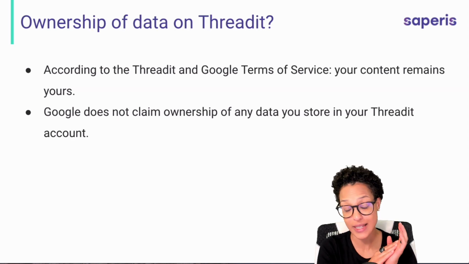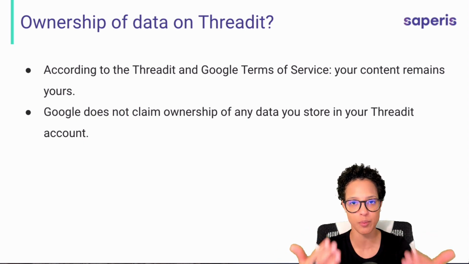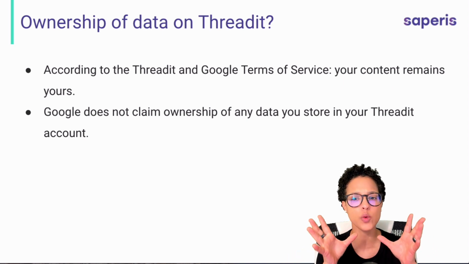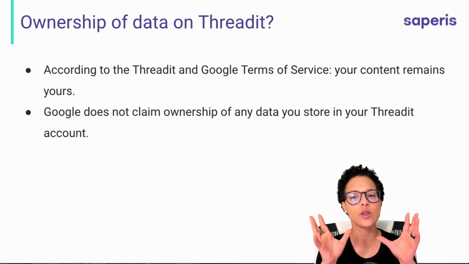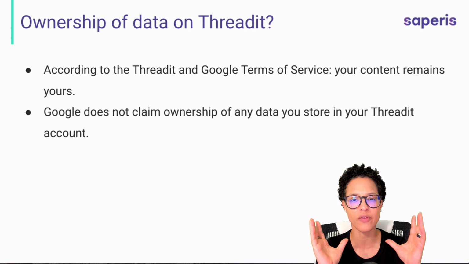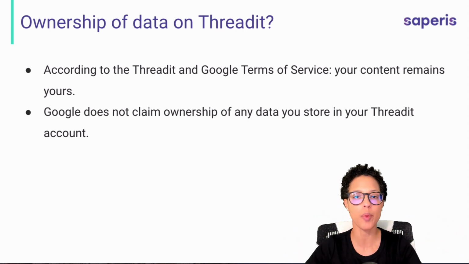The second topic that probably is of interest to you, especially if you're a company, if you're an organization, who actually owns that data once you submit it, once it's stored on Threadit. So according to Google's terms of service, the content remains yours, and Google will not claim any ownership of that data which you have stored in your Threadit account up on the Threadit platform.